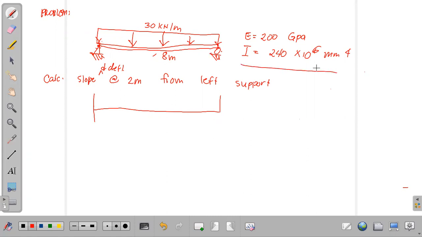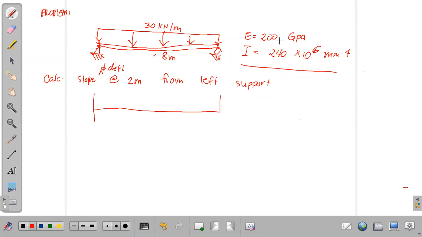So, yung value natin is 240 times 10 raised to 6 mm to the 4. A simply supported prismatic beam shown here is 8 meter in length, and carries a uniform load of 30 kilonewton per meter. So, meron tayong 30 kilonewton per meter.